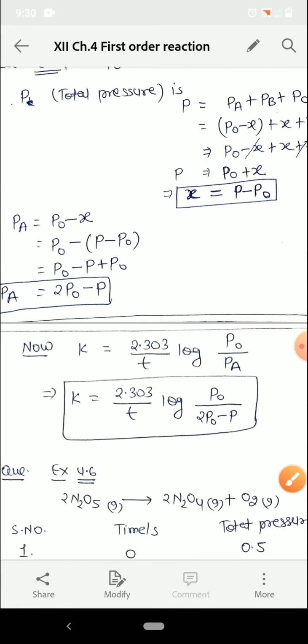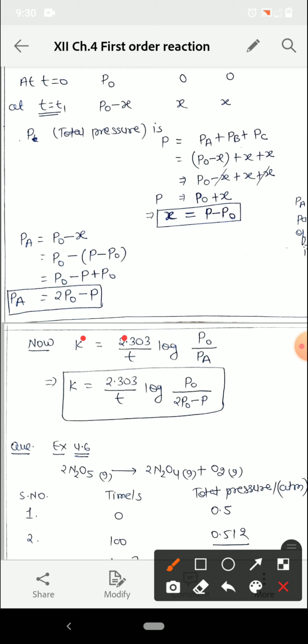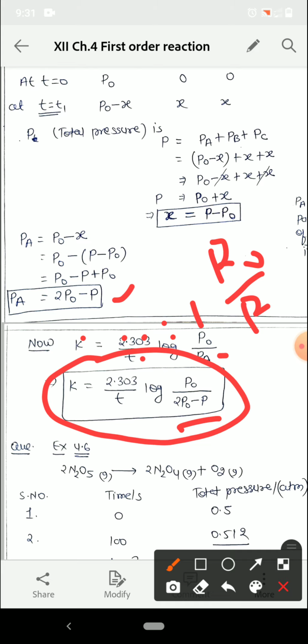And we know that our equation is K is equal to 2.303 upon T log R naught upon R. So here what do we have? We don't have R naught, we have pressure, so it is P naught upon P, and P is what? 2P naught minus P, so here we will write 2P naught minus P. It is our formula for the gaseous equation, okay.